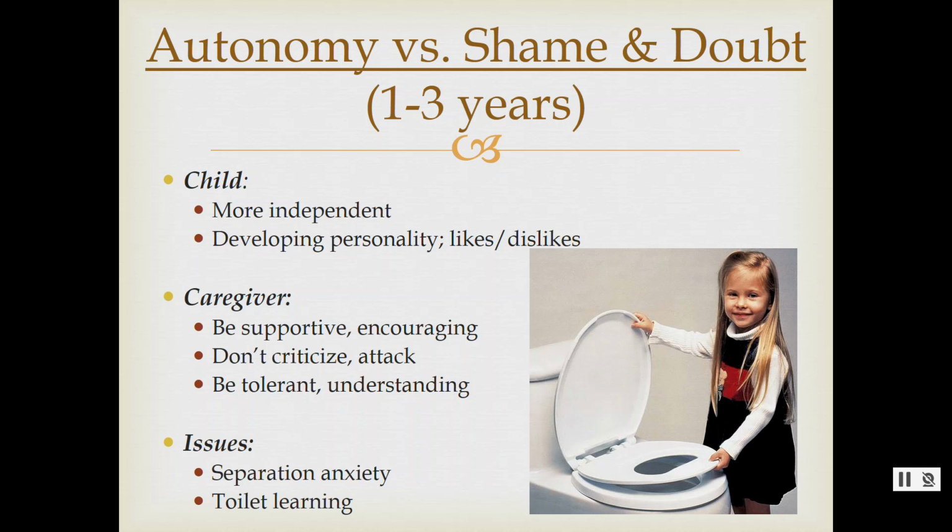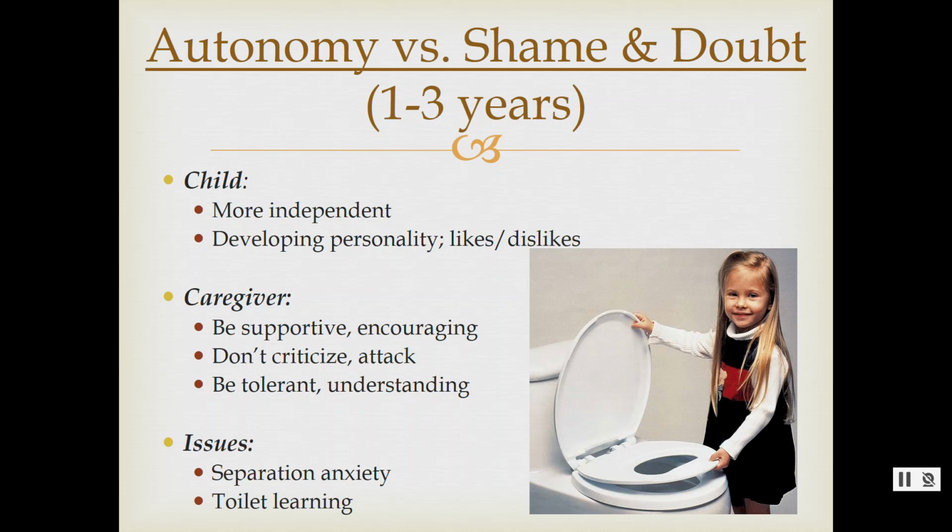So, again, we need to be tolerant and understanding. When children have accidents, we don't want to react in a way that is shaming them. And again, it's part of life. And if we do it in a way that's encouraging and kind and understanding, then that child can develop the ability to be more independent, which again is going to be a positive outcome, which will lead to more positive outcomes as they get older.